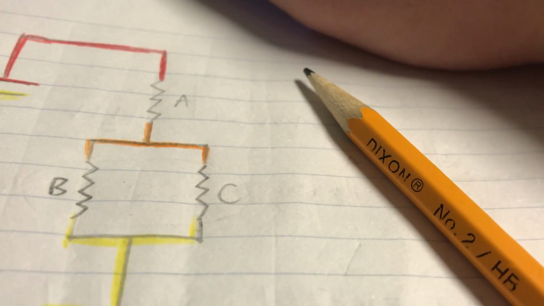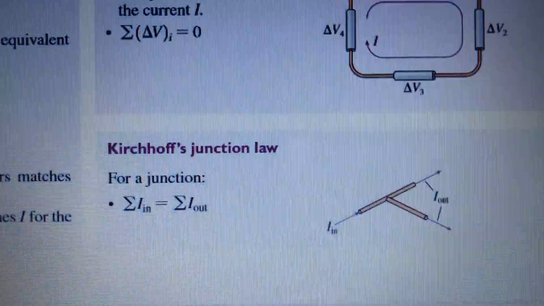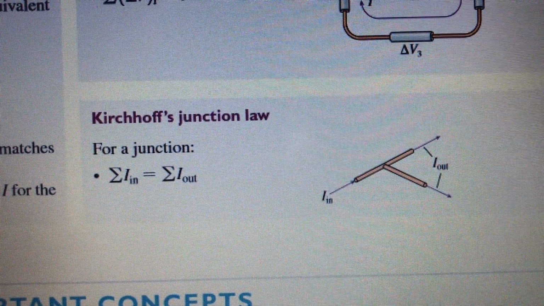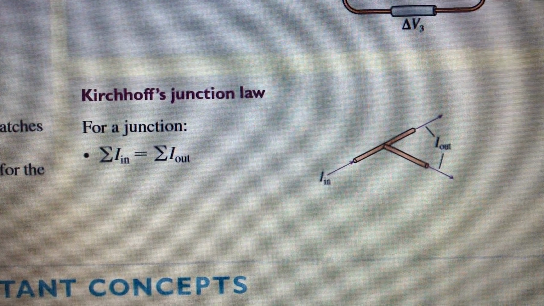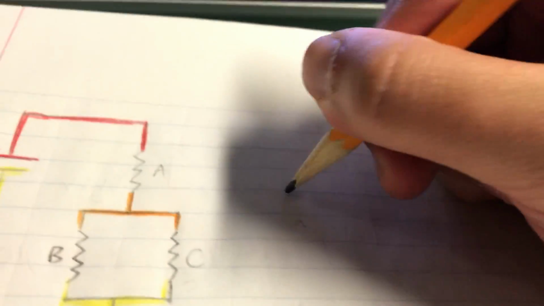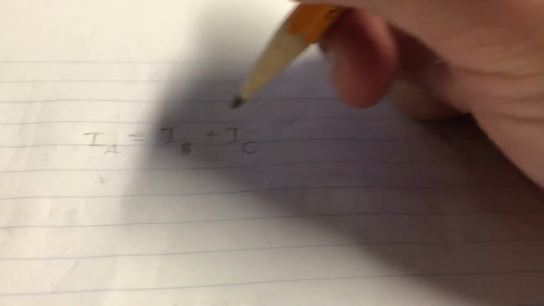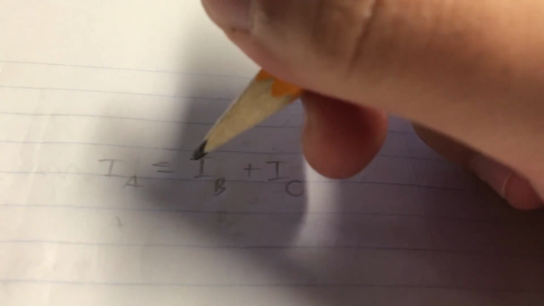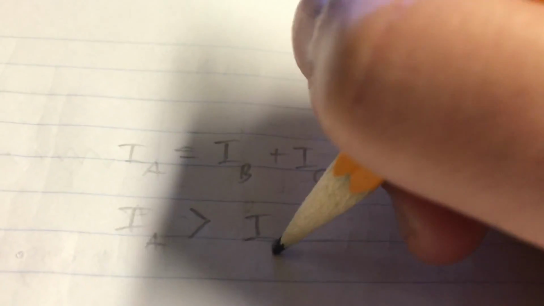Okay, so in order to solve this problem, we will need to use the junction law, which is this one. The total current flowing into the junction is equal to the total current flowing out of the junction. What does that mean? That means in this case, IA will equal IB plus IC, and because all three of them are positive, we will have IA larger than the other two. Okay, I will write here.